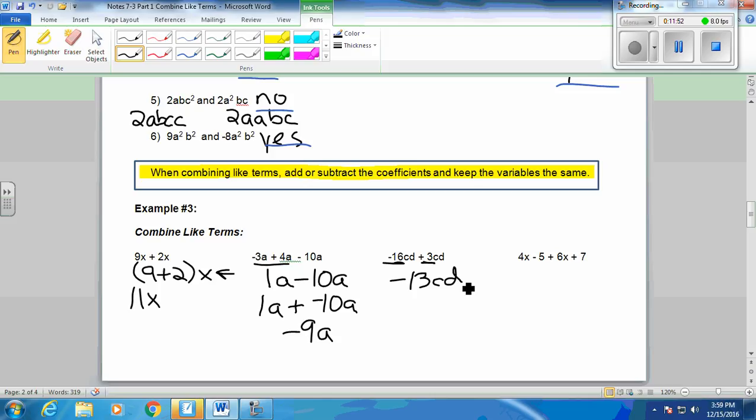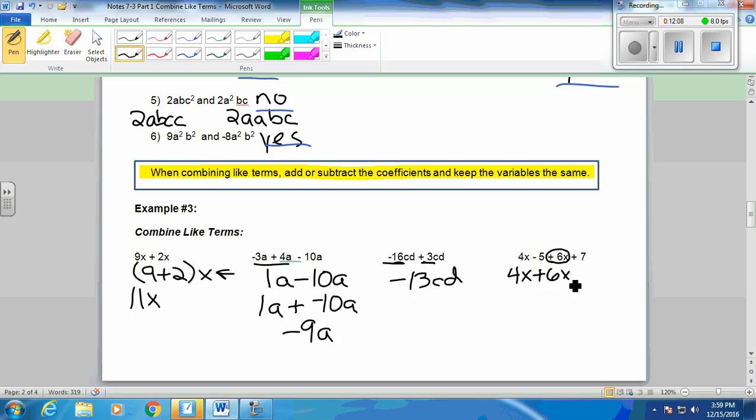So I'm going to have this as 4x. I'm going to leave that there. And when I bring the plus 6x down, I need to make sure that I bring that plus sign down with it. And then this is where you have two options. You can bring the minus 5 down first, or you can bring the plus 7 down first.